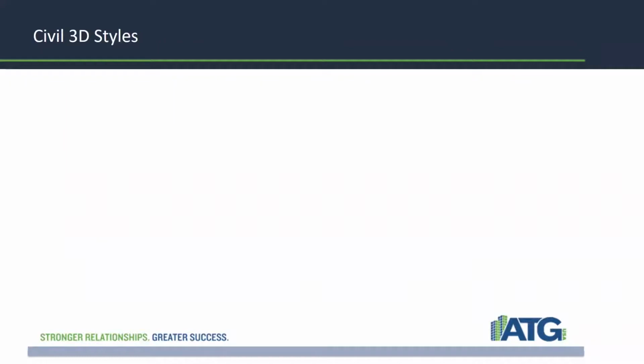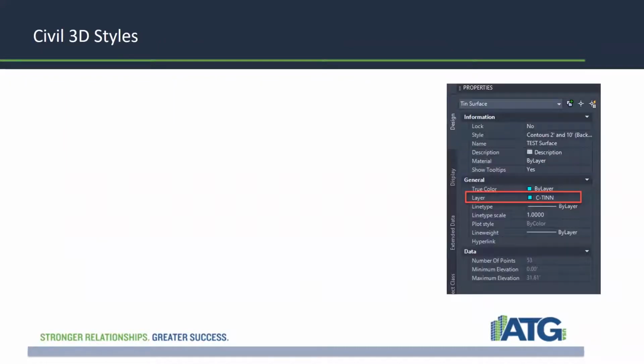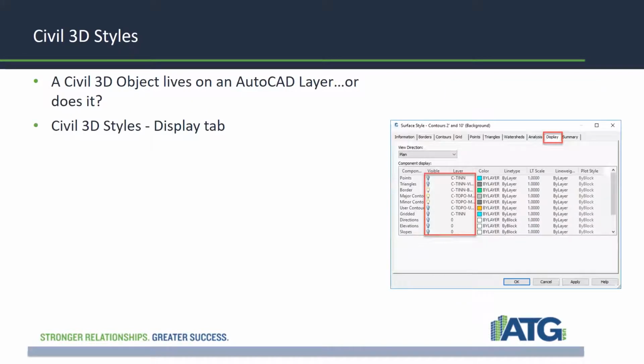So Civil 3D styles, they're super important. And that's because we've all run into this situation, right? I select my object inside my model space. I go over and I check the properties palette. And I'm wondering, does this Civil 3D object really live on the layer that my properties palette is telling me? Or does it live somewhere else? And the answer is that it very likely lives somewhere else. And you're not going to know where that somewhere else is unless you go in to view that surface style and you check the display tab.